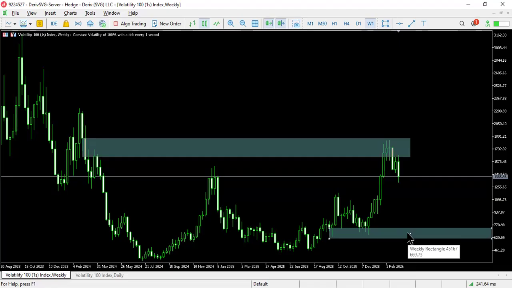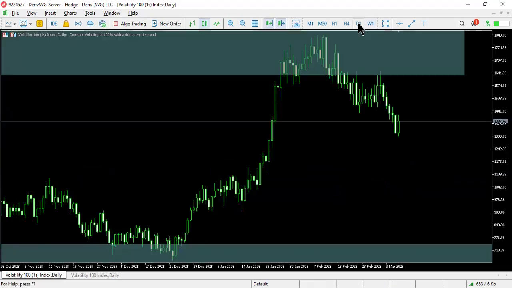So our bias is pretty clear from the weekly time frame. We can see the seller stepped in at this supply zone and we formed a bearish engulfing. Therefore, this week we're going to be looking for selling opportunities to the downside until this demand level. So that's pretty much it from the weekly time frame.